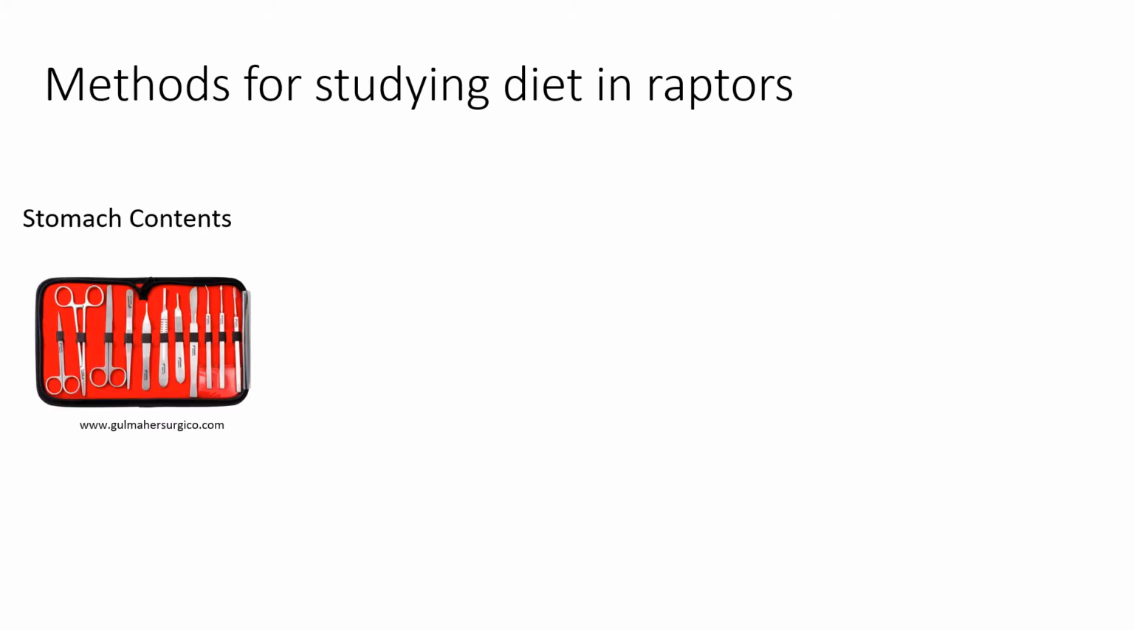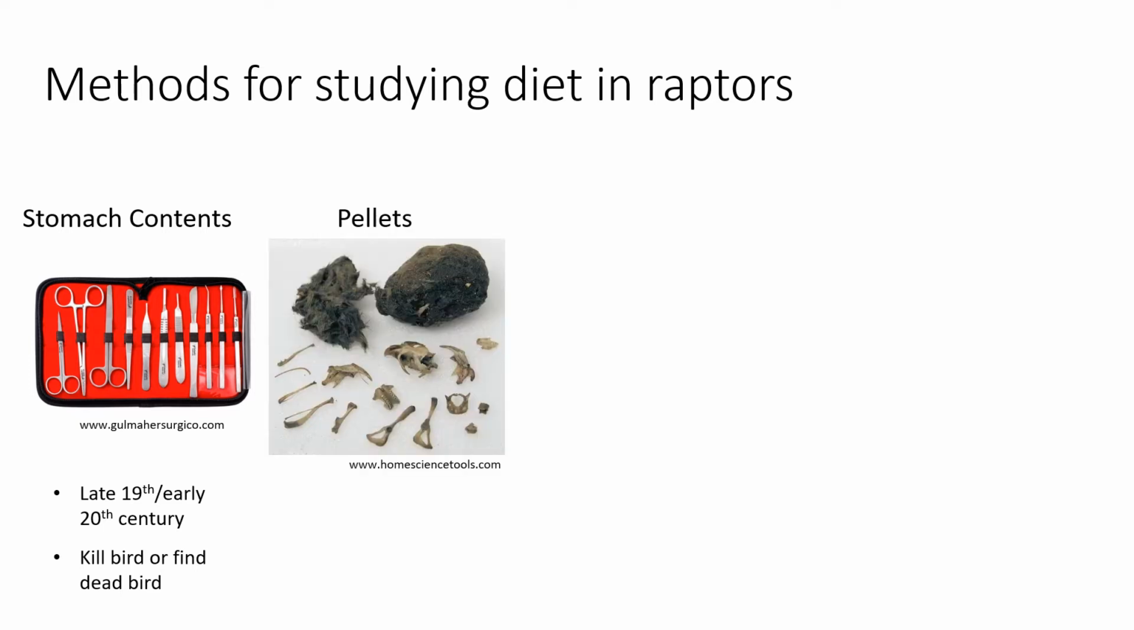One of the earliest methods used to study diet in raptors was stomach content analysis. This was a popular method in the late 19th and early 20th century. It involved going out and shooting a bunch of raptors and cutting them open to see if there was something in their stomachs. Shooting raptors is no longer an acceptable method, so stomach content analysis is really only used nowadays to study the diet of raptors that are already dead, like those that are killed from lead poisoning or hit by airplanes.